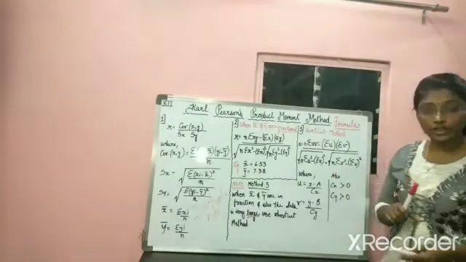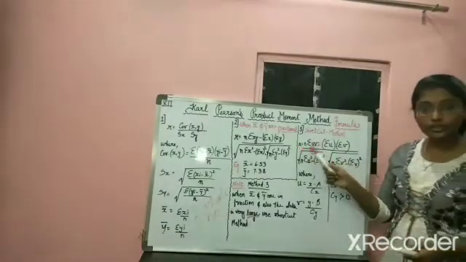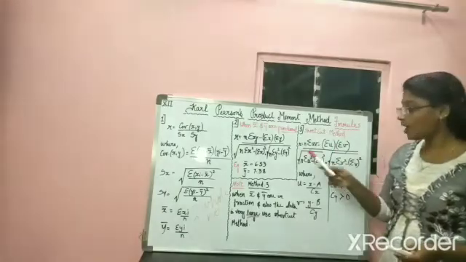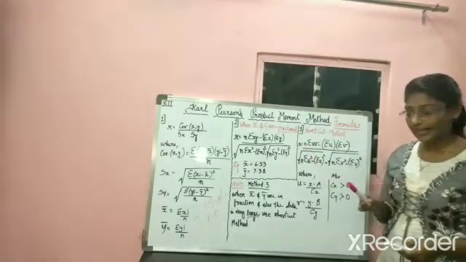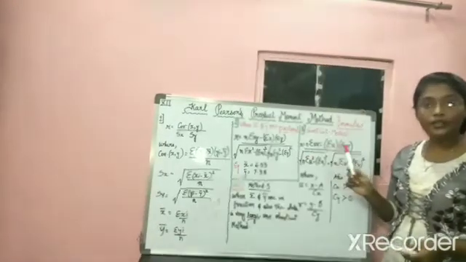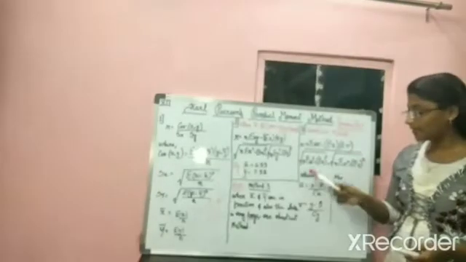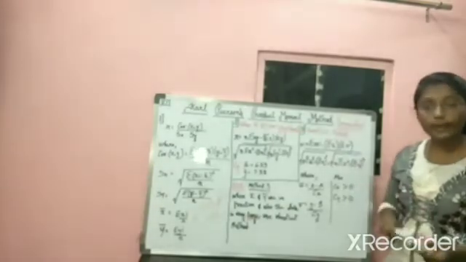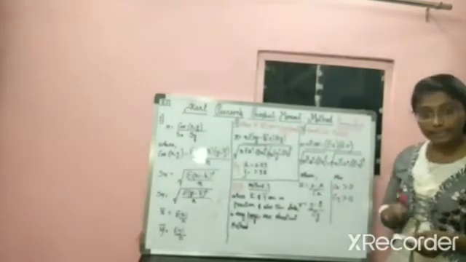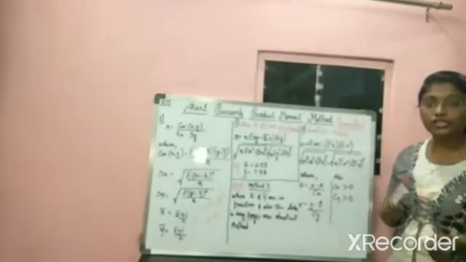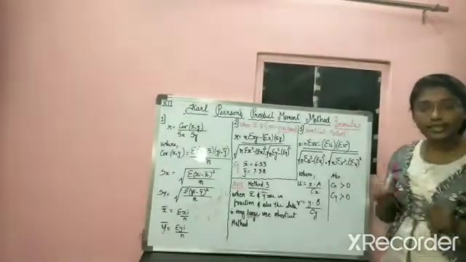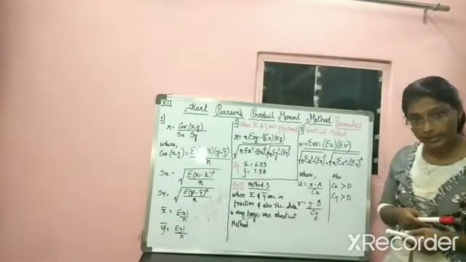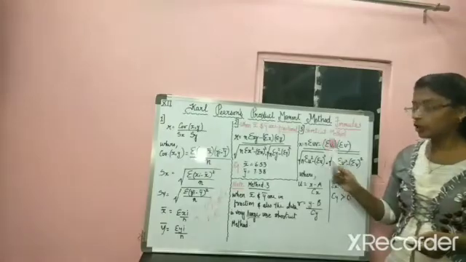Now what is this shortcut method? R, that is correlation, is equal to N into sigma UV minus sigma U into sigma V, divided by square root of N into sigma U square minus sigma U the whole square, multiplied by square root of N into sigma V square minus sigma V the whole square. Clear with this? Now what are U and V?